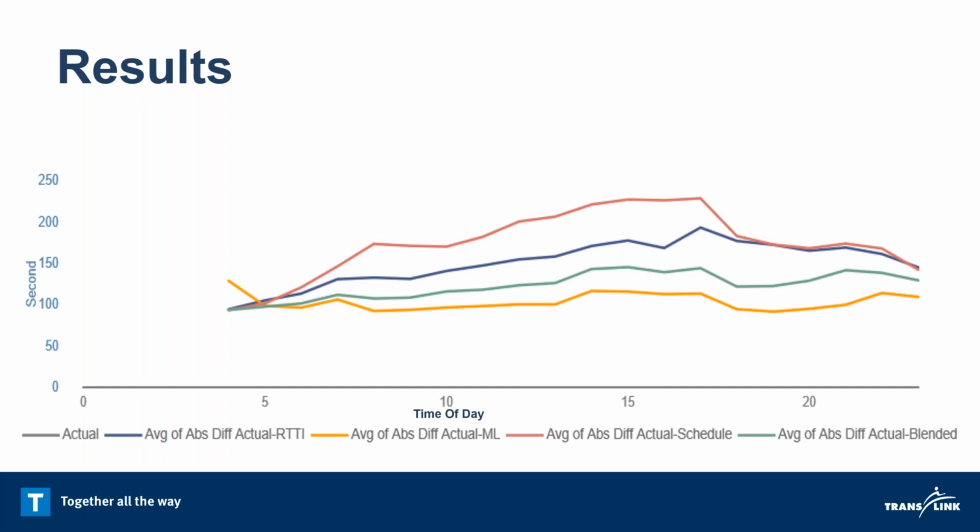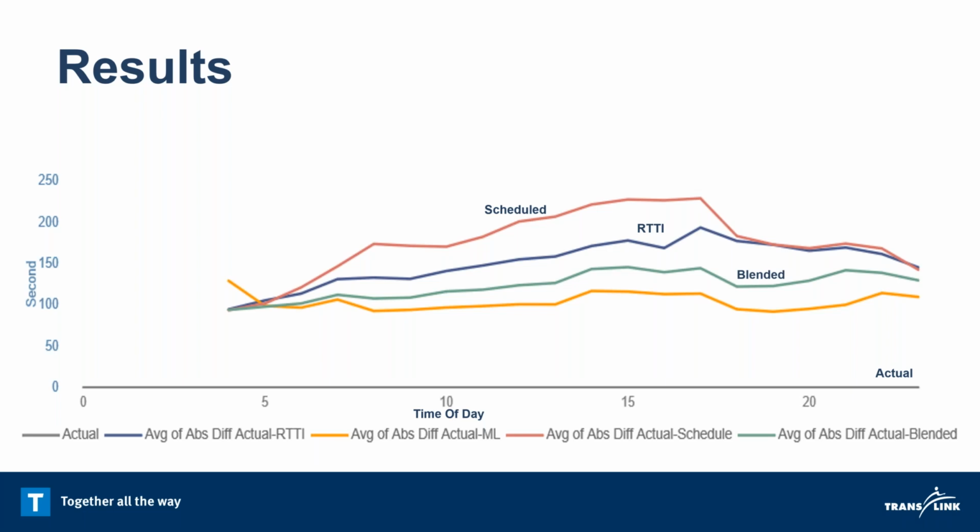Here's a sample result from one of the pilot lines. This graph shows how accurate our previous predictions were over the course of a single day. So the y-axis is the amount of time the prediction deviated from the actual bus departure time. The x-axis is the hour of the day, and the gray line is the actual bus departure time. Now the red line on top, that's the scheduled time. This performed the worst. It was regularly 3 minutes or more off the actual time for this particular route. The blue line here is the original RTTI prediction.